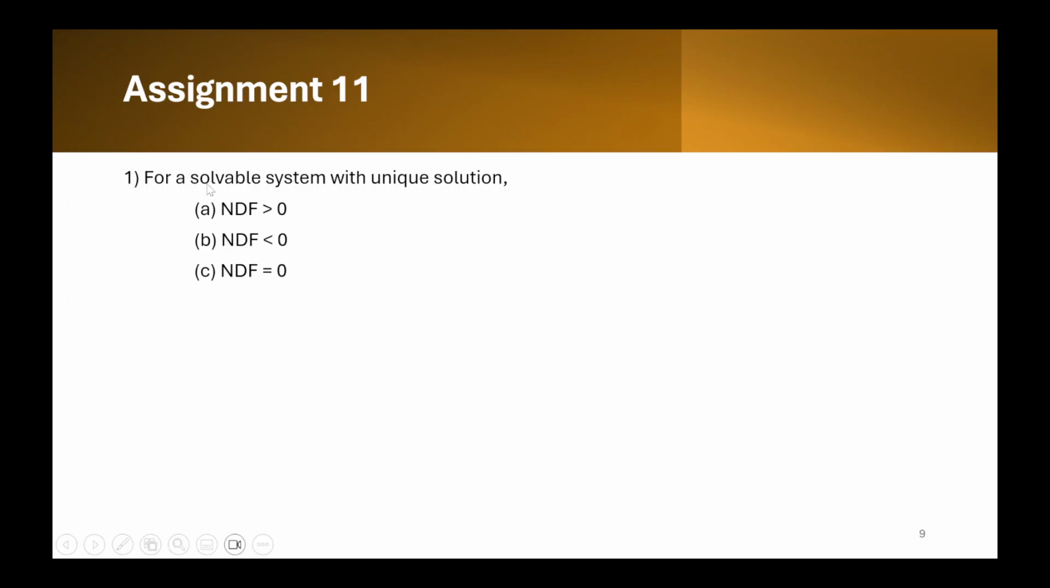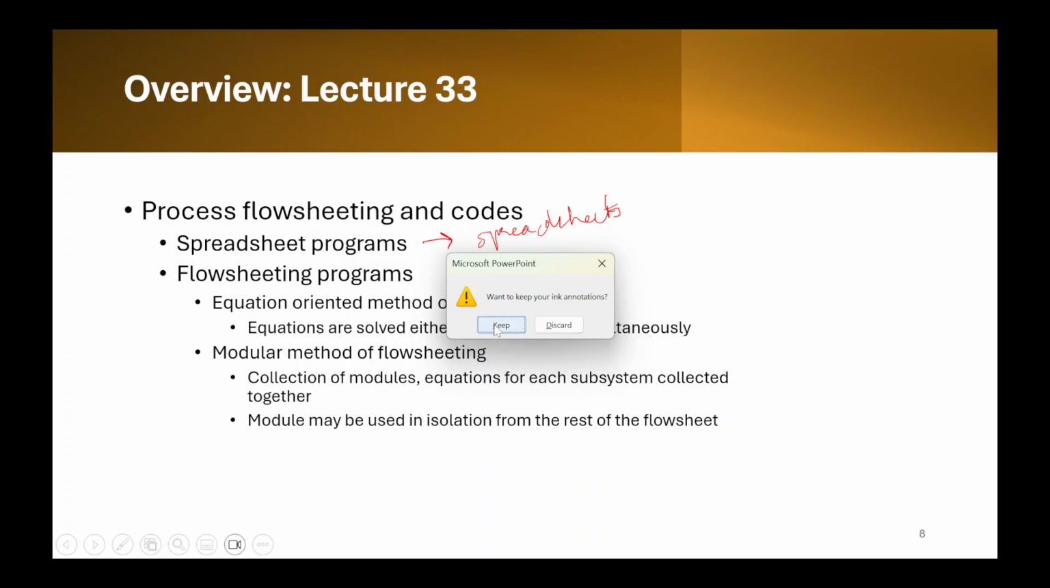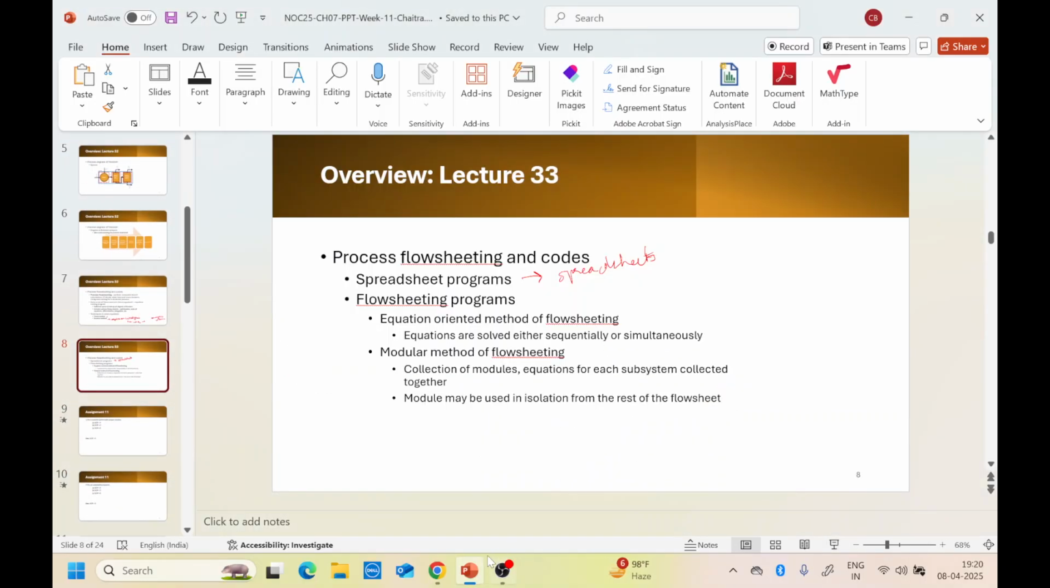So for the first question, for a solvable system with unique solution, the NDF will be greater than 0, NDF will be less than 0, or NDF will be equal to 0. What will be the correct answer here? NDF equals to 0. Okay.